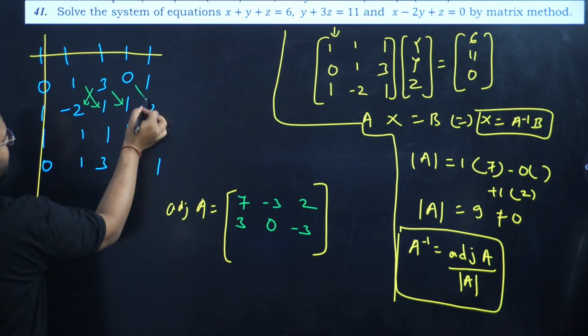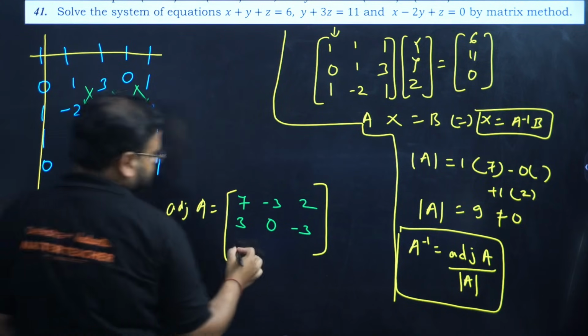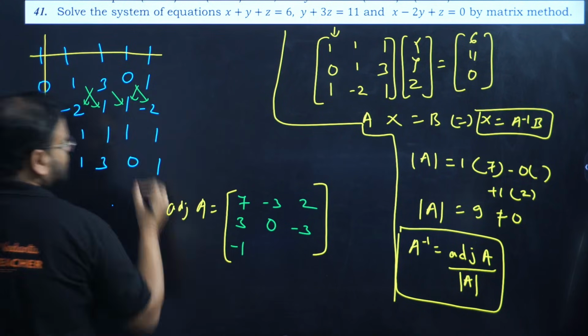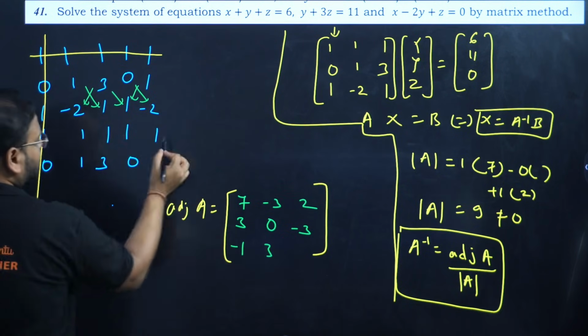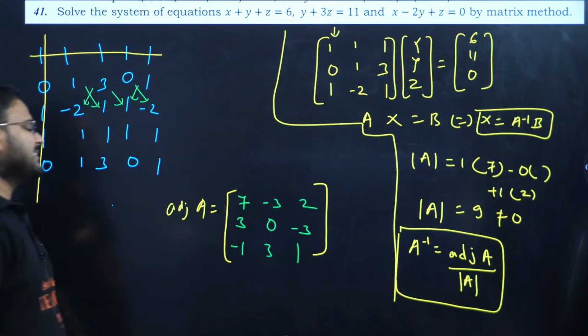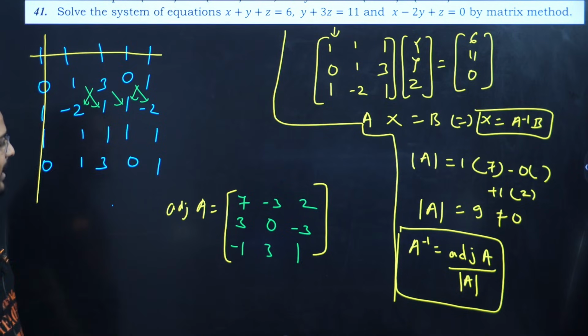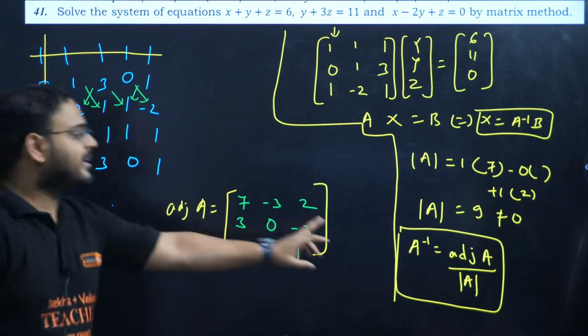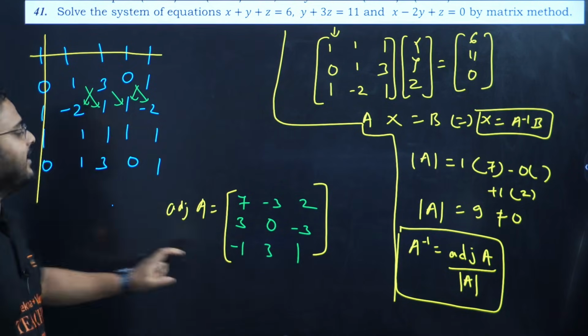Now over here you check. Same thing, 0 minus 1, 1 plus 2, 1 minus 0. So your adjoint is what? 7, minus 3, 2, 3, 0, minus 3 and minus 1, 3, 1. Adjoint is there, determinant is there. We can find the inverse now.